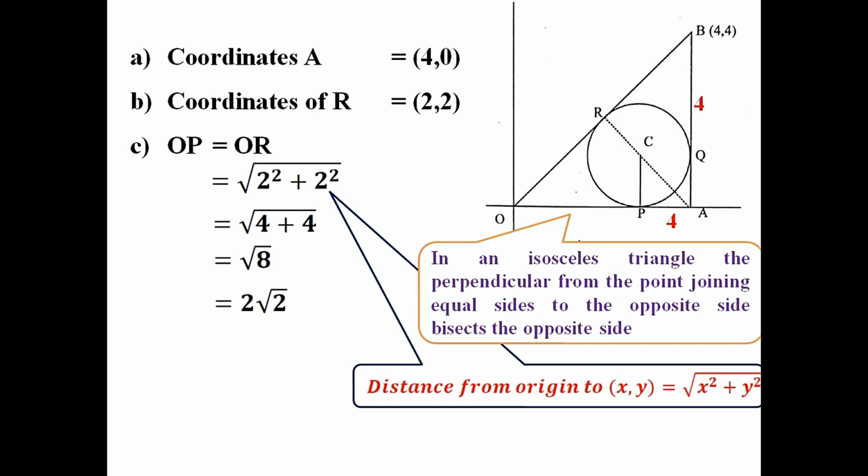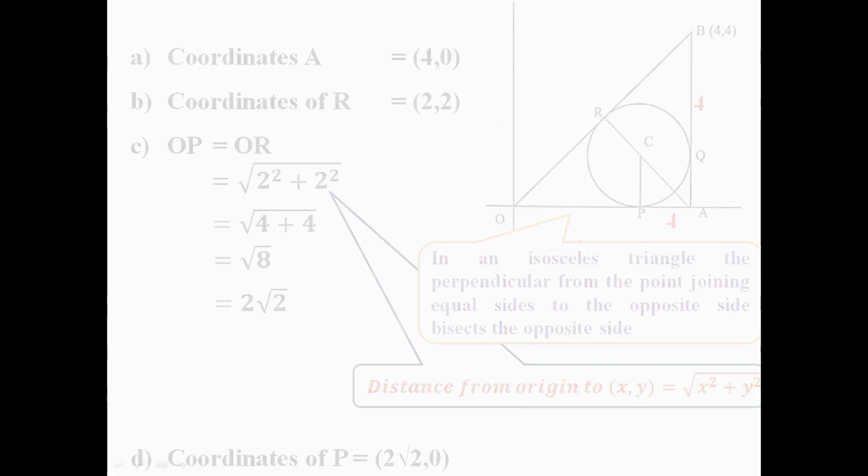Now we have to find the coordinates of P. OP is 2 root 2. Therefore, the x coordinate of P is 2 root 2. And since it is on the x-axis, the y coordinate is 0. Therefore, the coordinates of P are (2 root 2, 0).